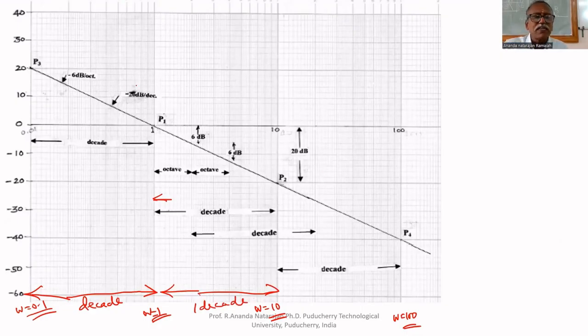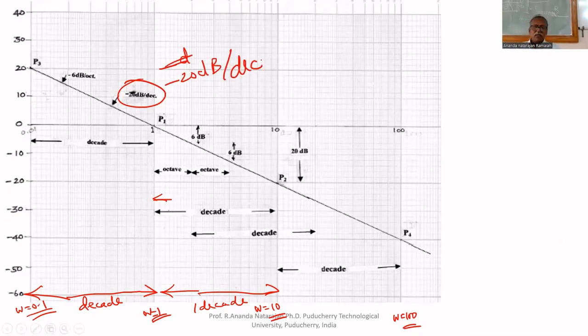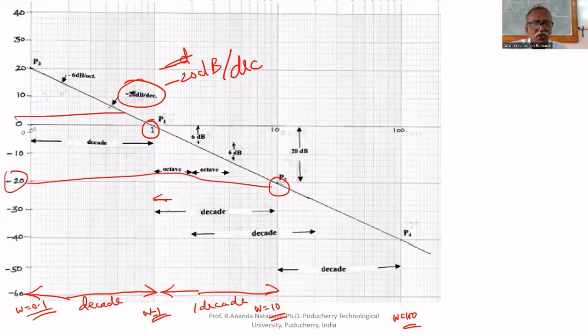Therefore, the slope is mentioned as minus 20 dB per decade. That's why in 1 decade, the magnitude decreases by 20 dB. Here the value is 0, here the value is minus 20. But the distance between these 2 points is 1 decade. Therefore, the slope is minus 20 dB per decade.